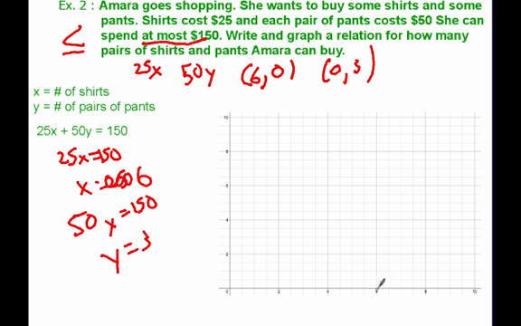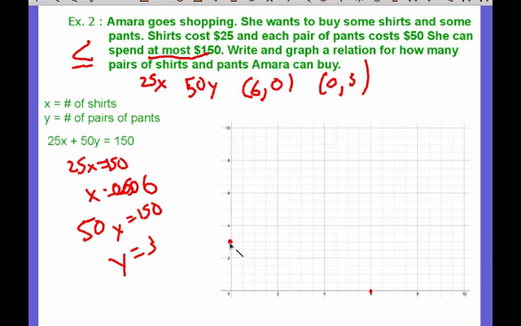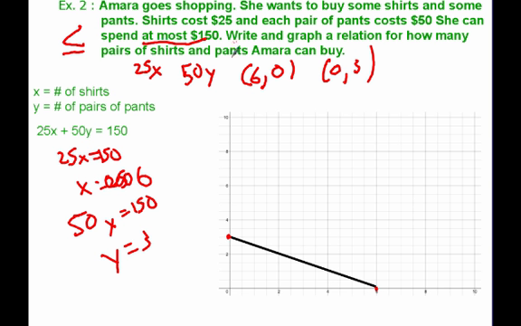So 6, 0, that's right here. 0, 3, that is right here. All right. I want to draw my line between them. It's a less than or equal to, so that is going to give me a solid line. And now, because this is an inequality, I have to decide which way I'm going to shade. So I'm going to pick a point. I'm going to pick 0, 0.